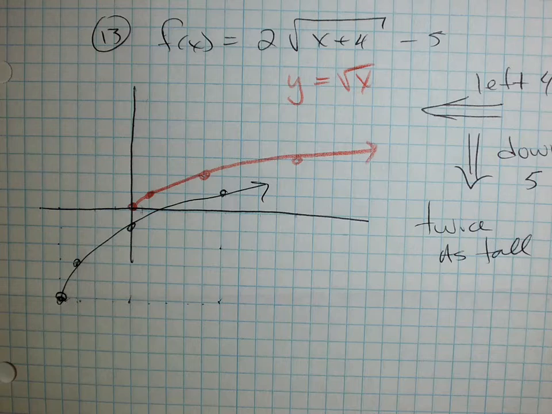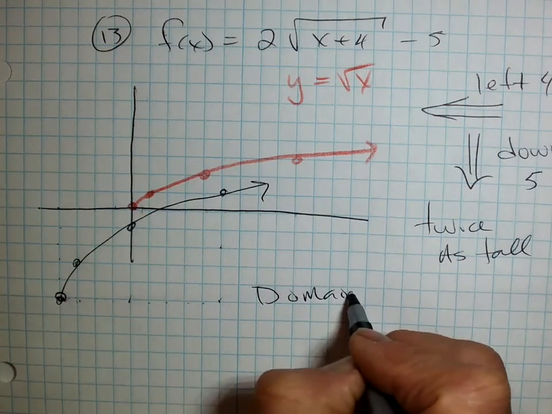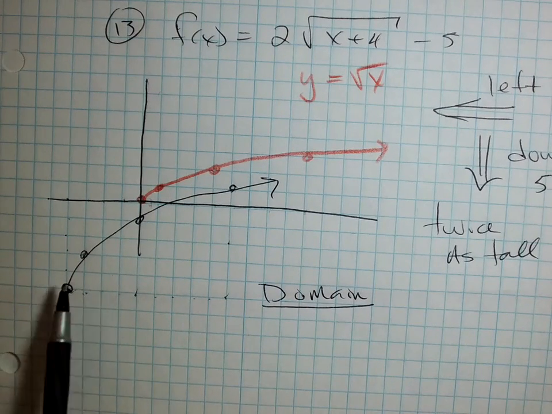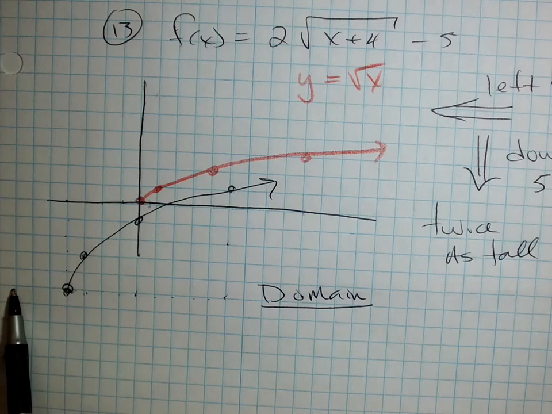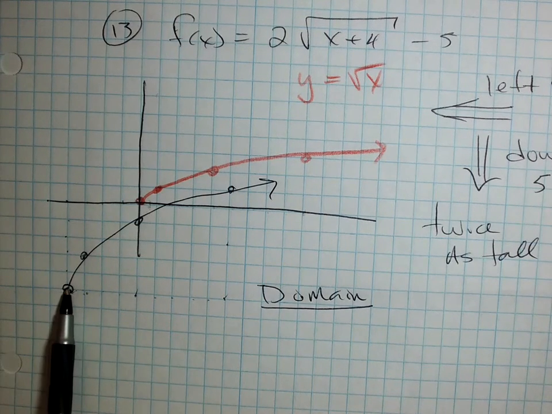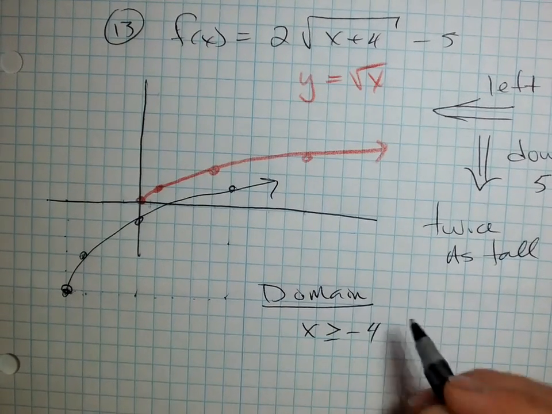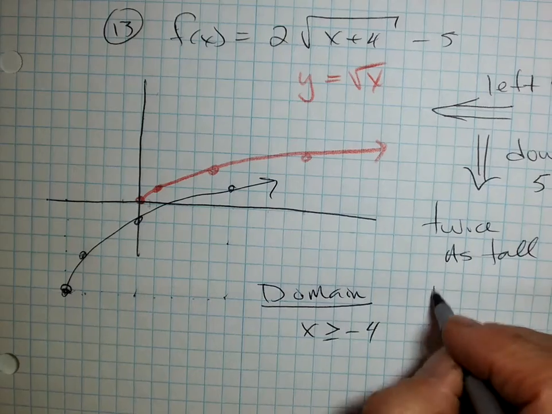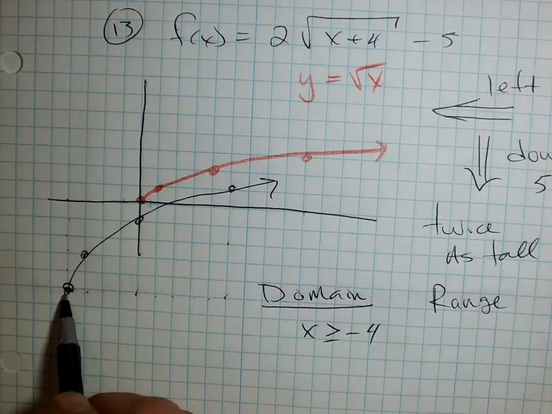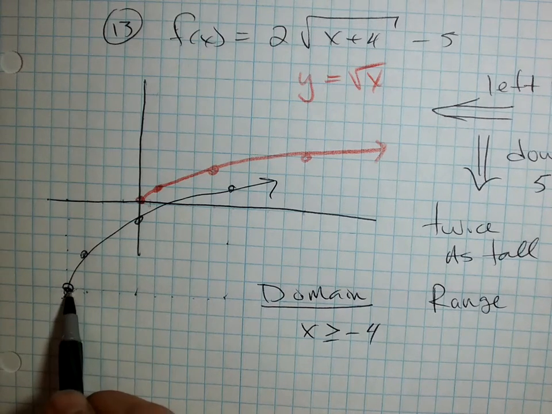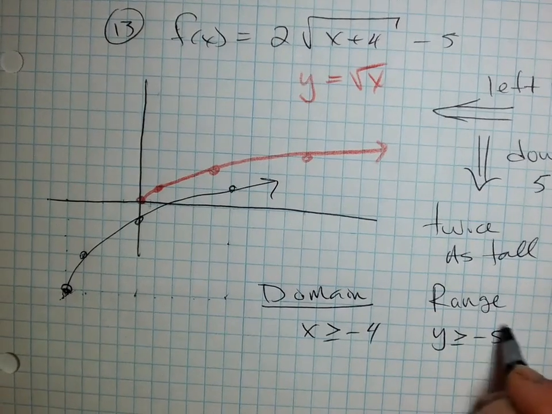Now, we're almost done. Domain. It starts at -4. It does not go back. It starts at -4 and goes forward. So the domain is x is greater than or equal to -4. The range. It starts at a height of -5 and goes up. It does not go down. Y is greater than or equal to -5.